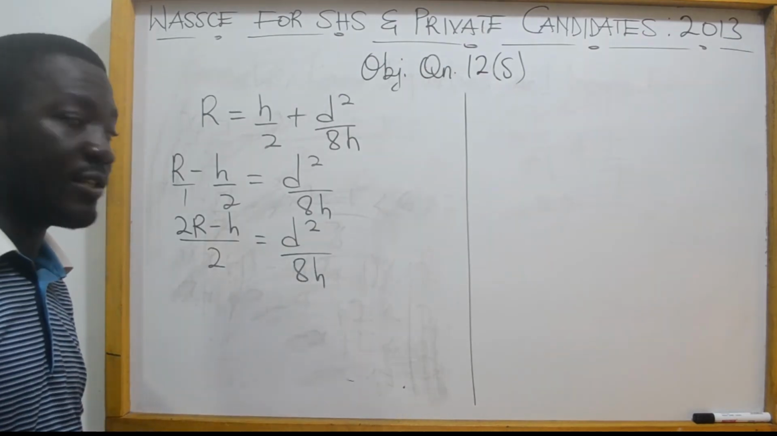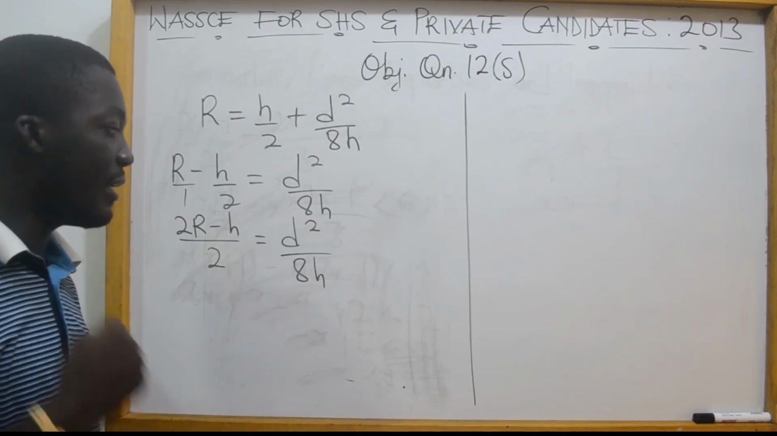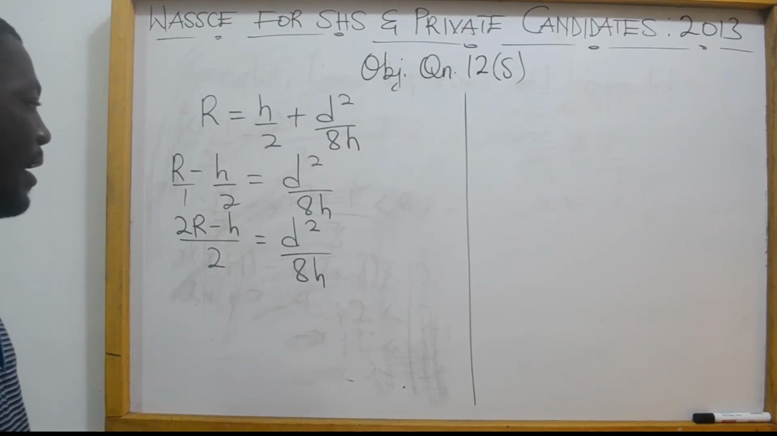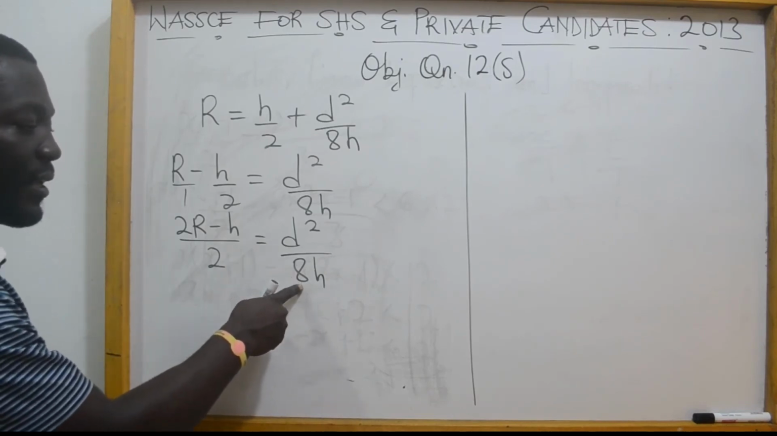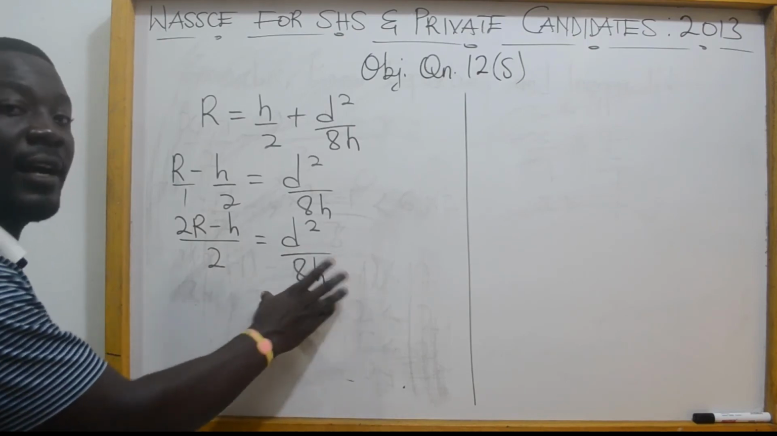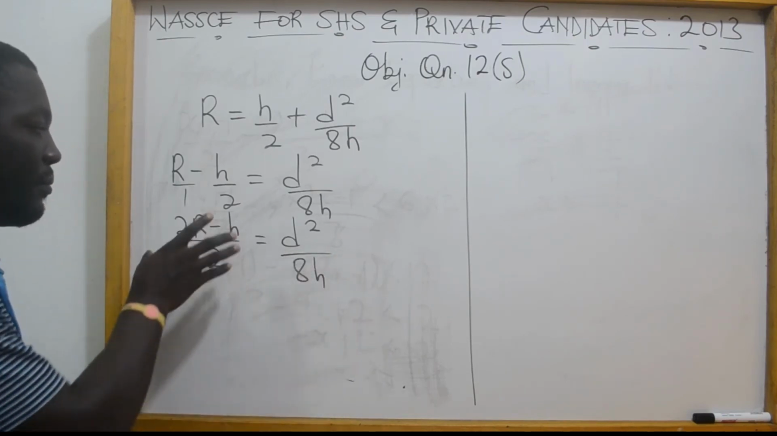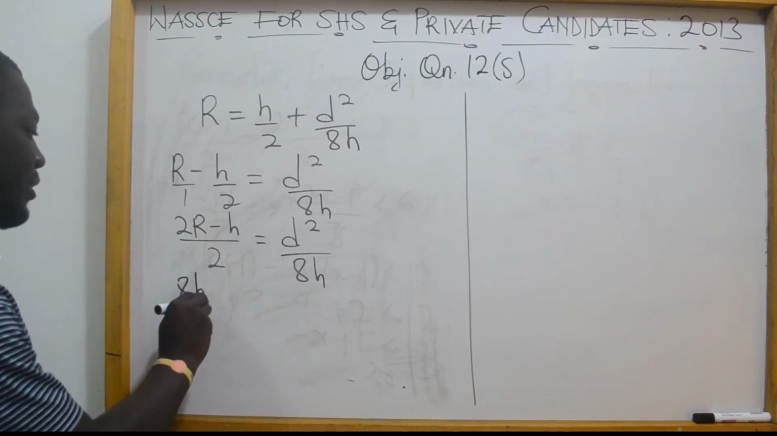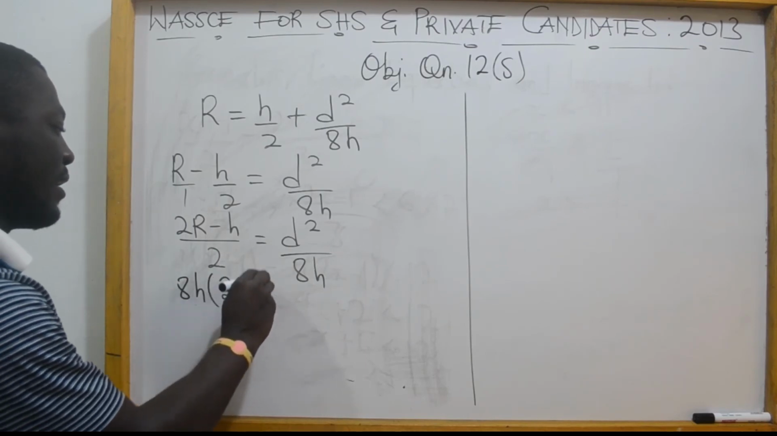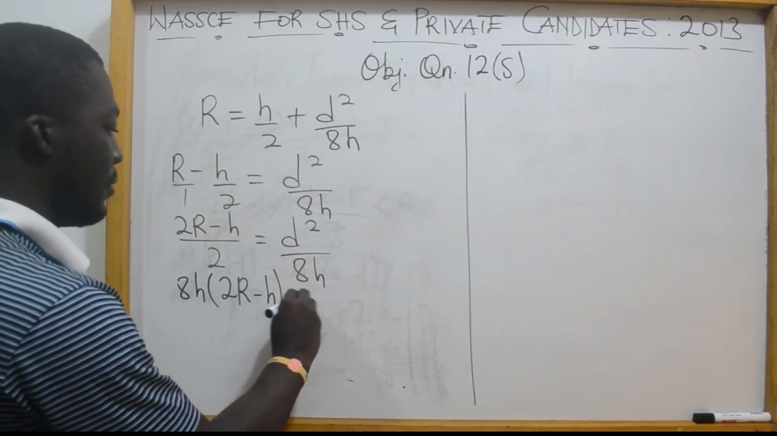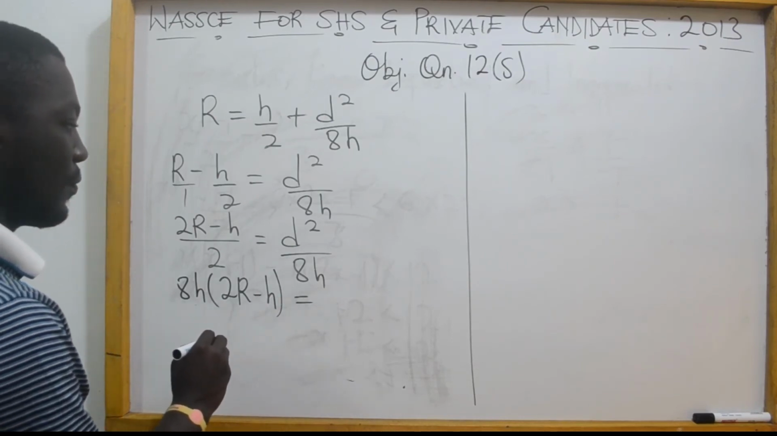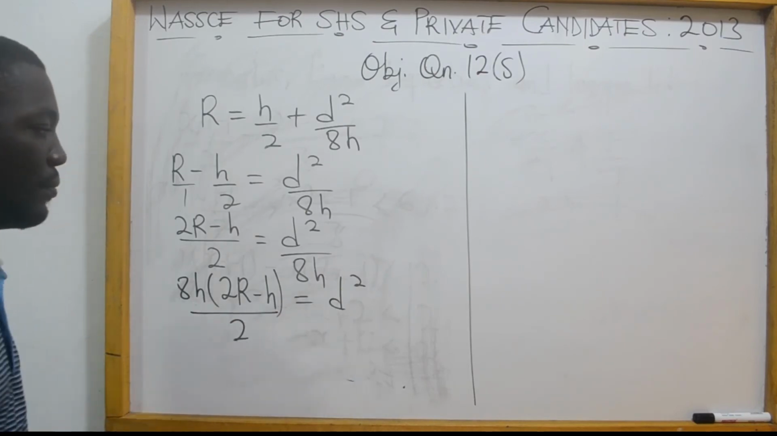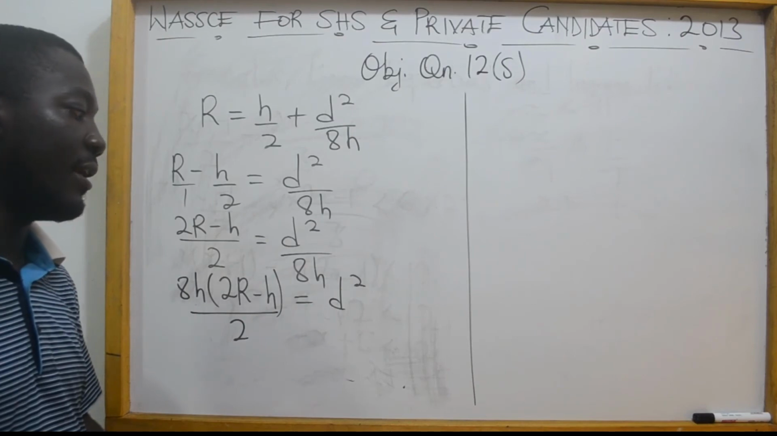So if you want d squared to stand alone so that we can get our d out, we have to do cross multiplication here. So by that, this 8h, which is at the denominator of the right hand side, will become the numerator at the left hand side, and we get 8h into bracket 2r minus h should be equal to d squared. Of course, here it is over 2. So now the d squared is standing alone.